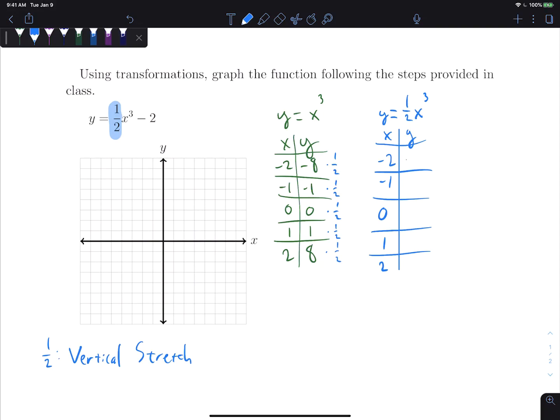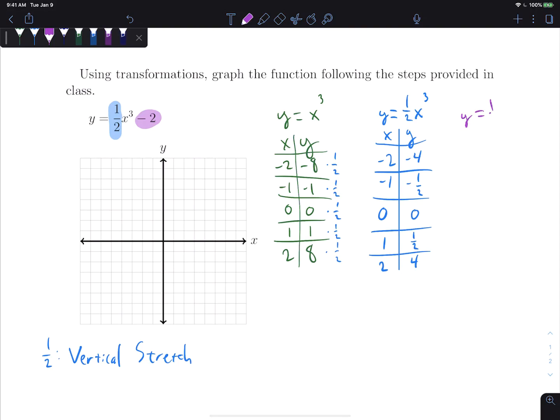-8 times 1/2 is -4. -1 times 1/2 is -1/2. 0 times 1/2 is 0. 1 times 1/2 is 1/2. And 8 times 1/2 is 4. Excellent.